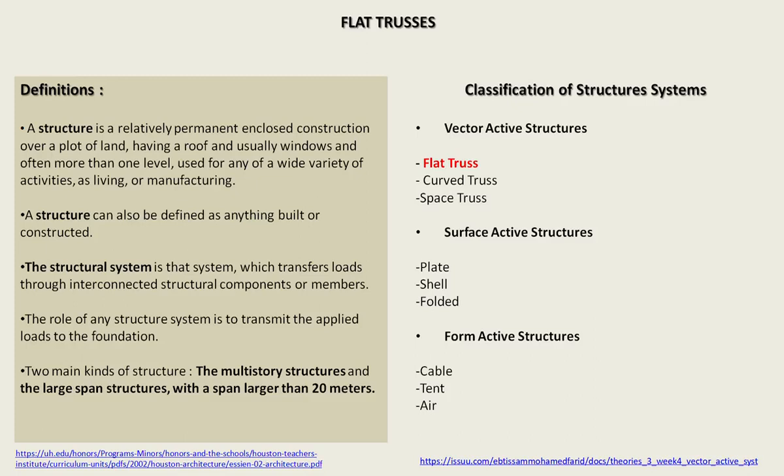Two main kinds of structure: the multi-story structures and the large span structures with a span larger than 20 meters. For the classification of the structure systems, we can divide them into 3 parts: vector active structures, surface active structures, and form active structures. For the vector active structures, we can divide them into 3 parts: flat truss, curved truss, and space truss. As I said, my topic is the flat trusses.